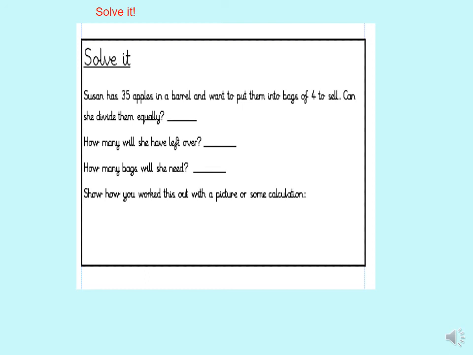It's up to you if you use a number line to work this out, or you might want to share them into parts. So you might do 4 parts, or you might group them into 4s, okay? And you need to decide if there are any remainders left over, okay?